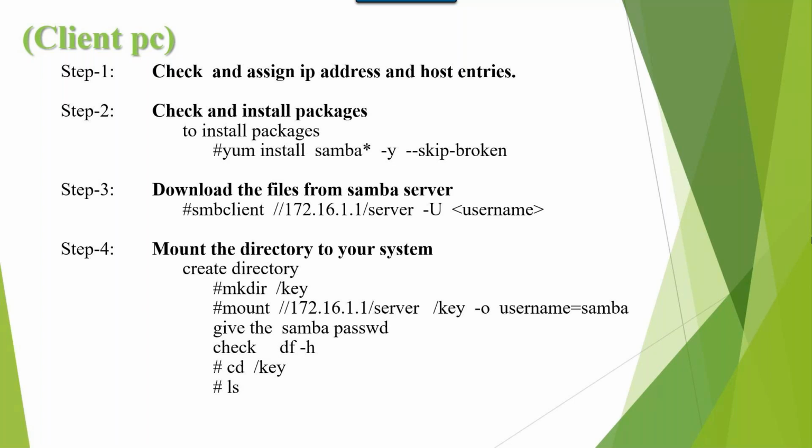Completed this. Whatever the steps are there, in the same steps I will show you now, practical. So I'm repeating again. Samba is used to share files from one PC to another PC within a network in between different platforms. When you want to share the data from Linux to Windows and Windows to Linux, we can configure SAMBA.